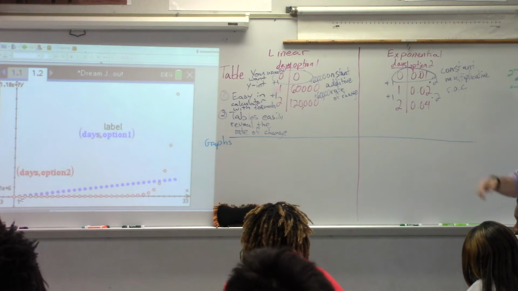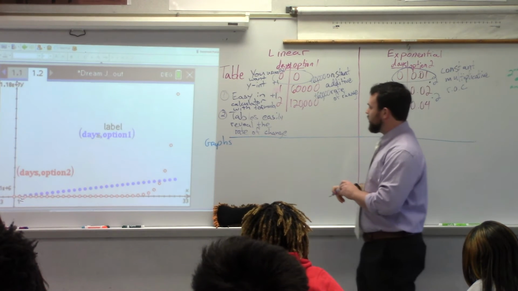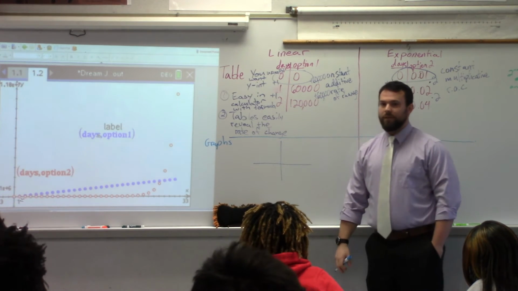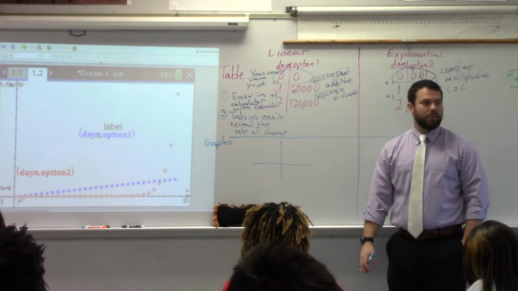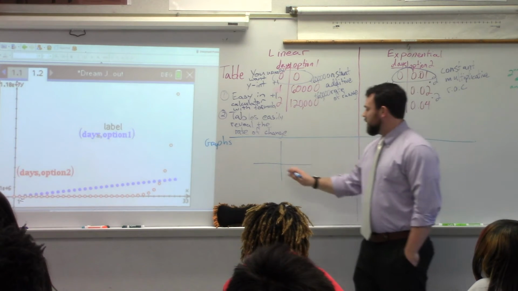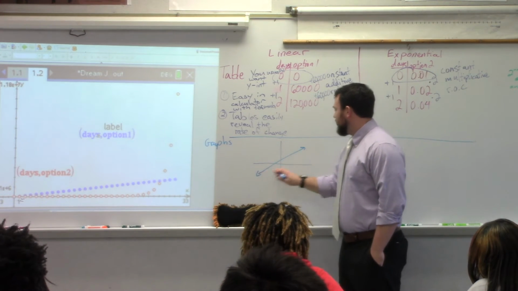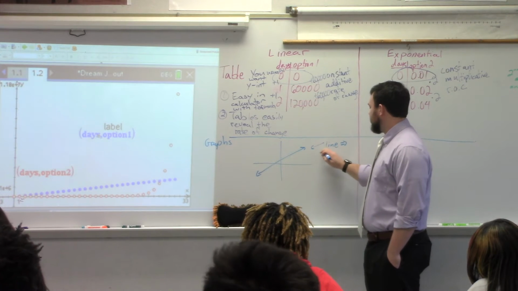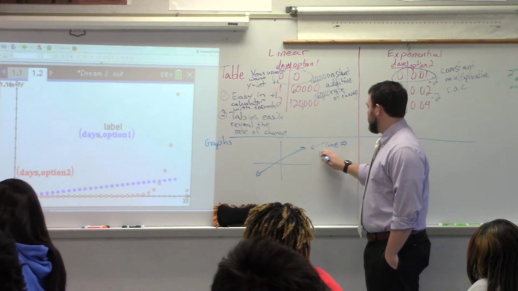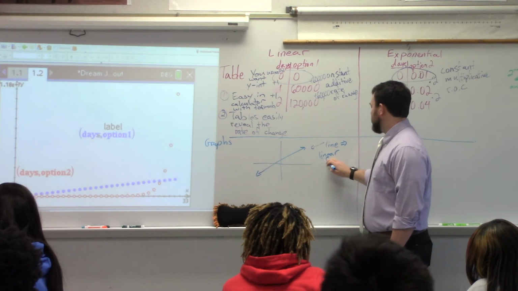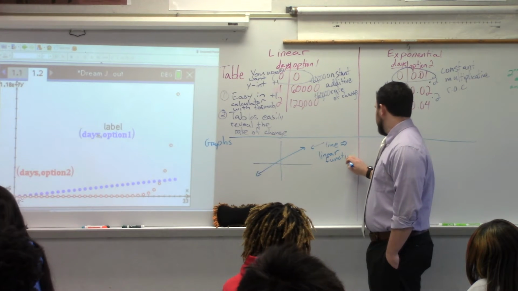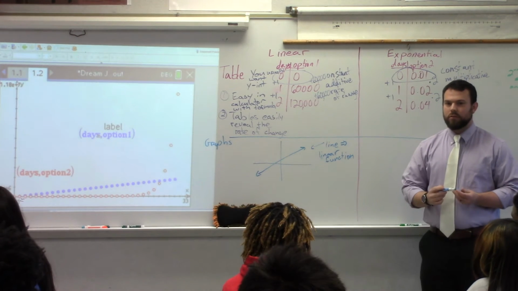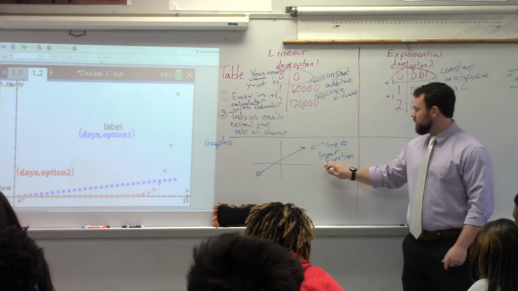So I want you to notice, if we're talking about a linear function, what should we recognize in the graph? If it's linear, what shape should we see? A line, right? We need to be able to recognize, as soon as we see a line, that it is a linear function. Now, does a line have to go in this direction? No. It could also do what?